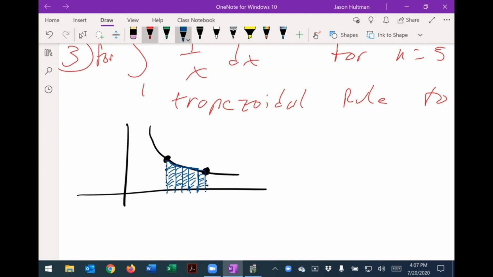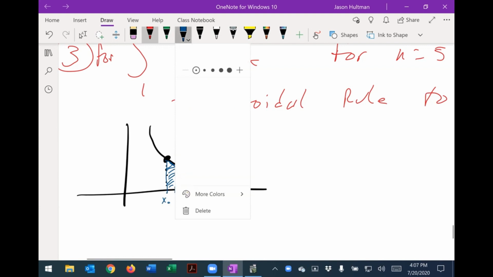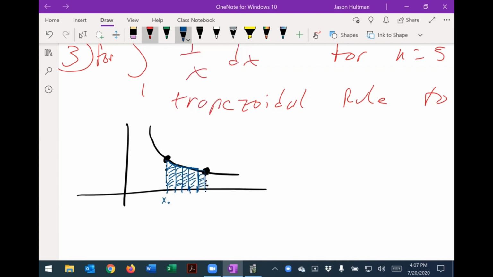So now let's figure out what we have here. We have x of 0, x of 1, x of 2, x of 3, x of 4, and x of 5, right? So how are we going to find our bases at these? Well, this is from 1 to 2, right? So this is 1.2, 1.4, 1.6, 1.8, and 2.